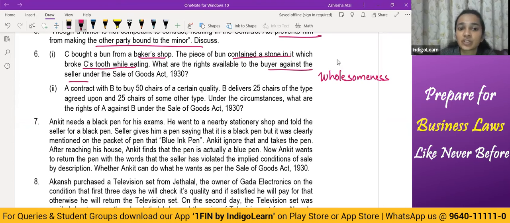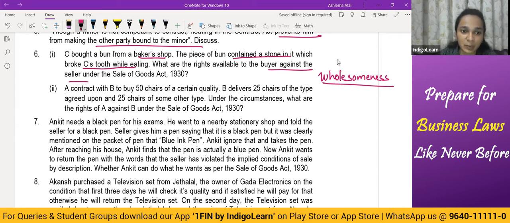However, in this situation, C bought a bun, and there was a stone in it, which means this condition as to wholesomeness has been breached. And we know that in case of breach of condition, the party gets a right to rescind the contract and also claim damages from the other party, that is the seller. The buyer gets a right to claim damages from the seller as well.